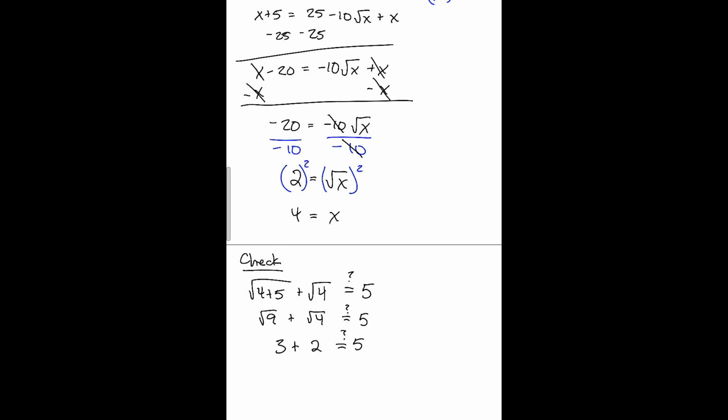Well, hey, guess what? 3 plus 2 on the left-hand side actually does give us 5. So 5 equals 5. What that means is that when we plug in 4 for our x value, we end up with a true statement. So that verifies that when x is equal to 4, that solves our equation.